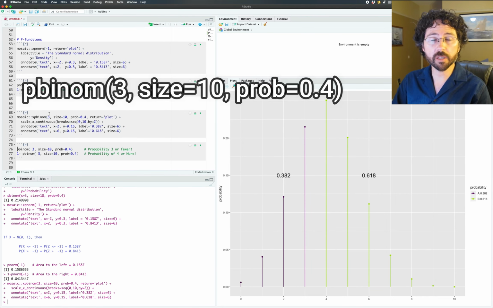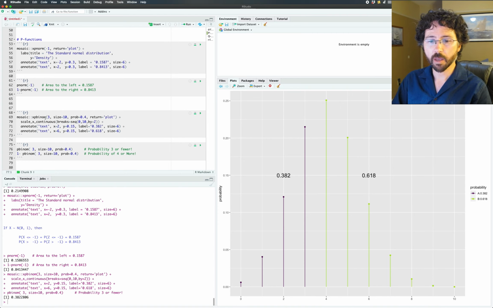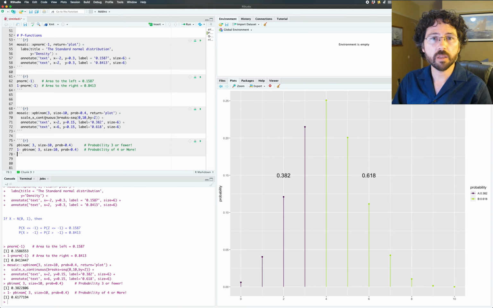In the discrete case, this does something very similar. The pbinom of 3 will give me the probability of seeing 3, 2, 1, or 0. So the probability of 3 or fewer. And 1 minus that will give me the probability of 4 or more. In the discrete case, the less than or equal to, the 3 or fewer, actually matters, because in the discrete case, the 3 is included in the calculation. The 1 minus that will not include the 3.